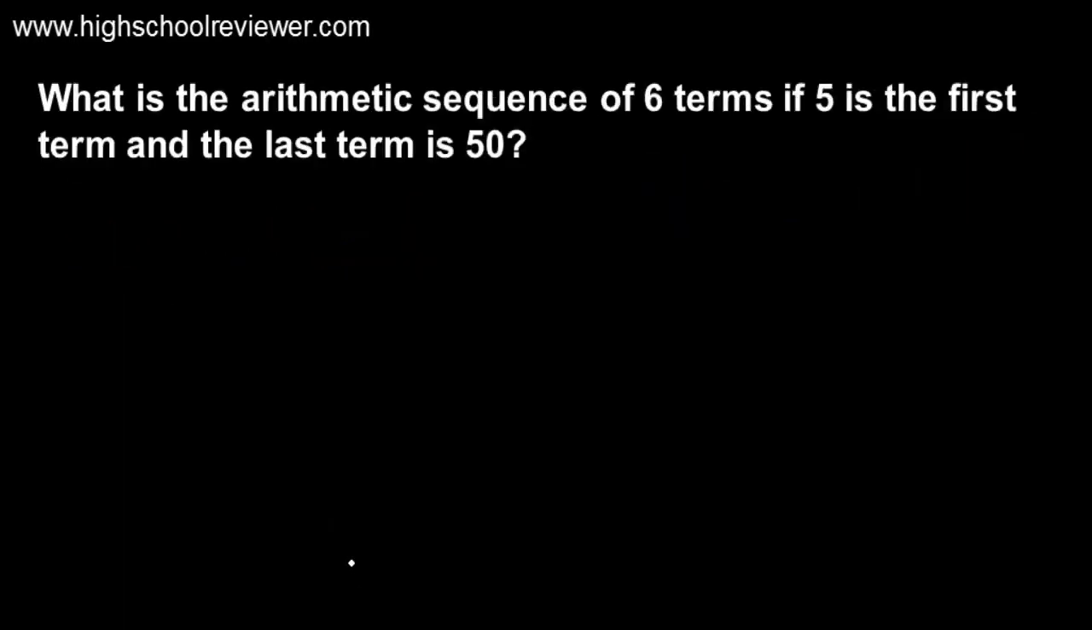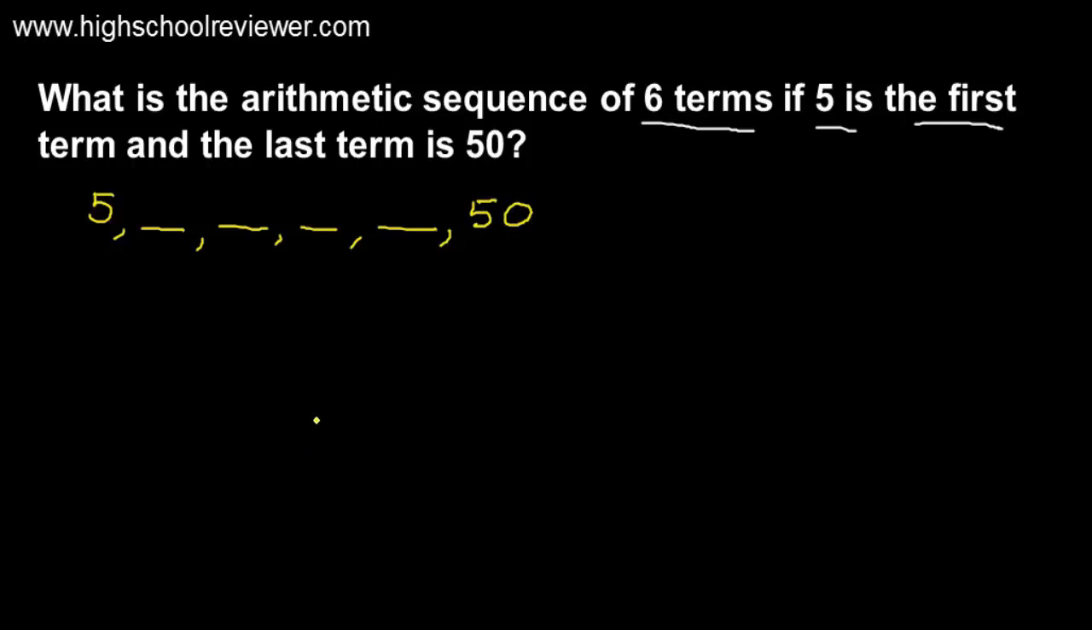Arithmetic sequence word problems. Our problem: what is the arithmetic sequence of 6 terms if 5 is the first term and the last term is 50? So we are going to find 6 terms, and our first term is 5. Let's write this down. Our first term is 5, and there will be 6 terms: 1, 2, 3, 4, 5, and our 6th term, or the last term, is 50.